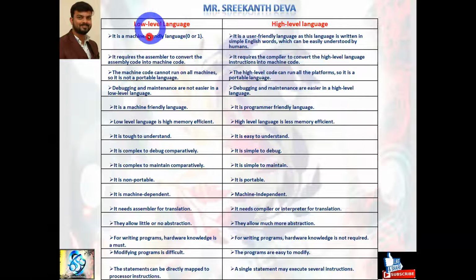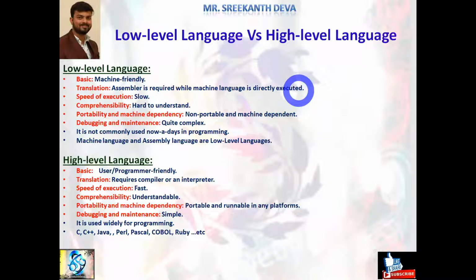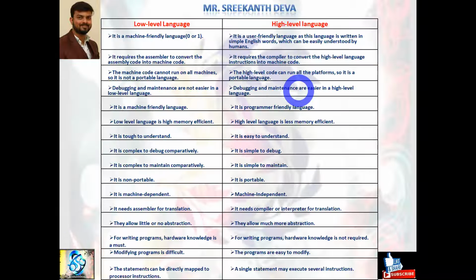Remember, generally low level languages are called first generation and second generation languages. Like machine language, zeros and ones representation, which generally represents opcode and operands, like operation code and address locations. Assembly level language, with symbolic representation, also comes under low level language. From third generation language onwards, we call them high level languages. These are the major differences I clearly explained between low level language and high level language. Very important from an exam and interview point of view.